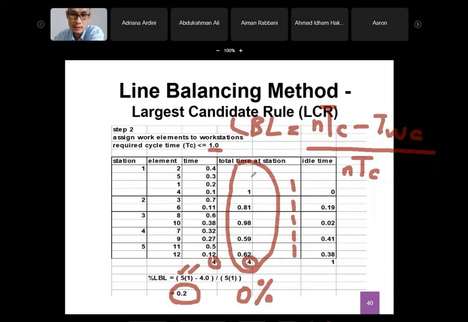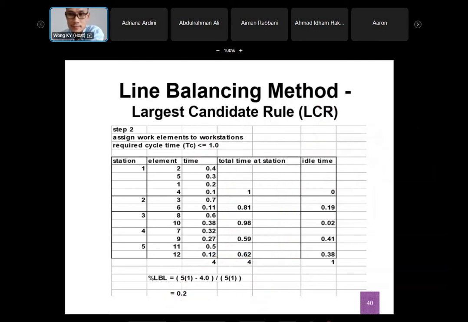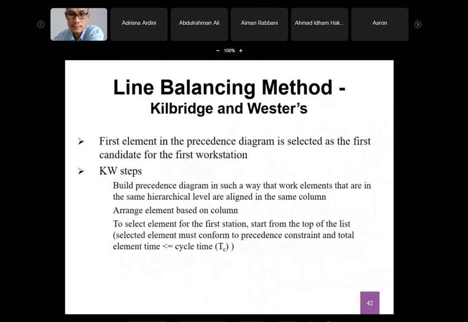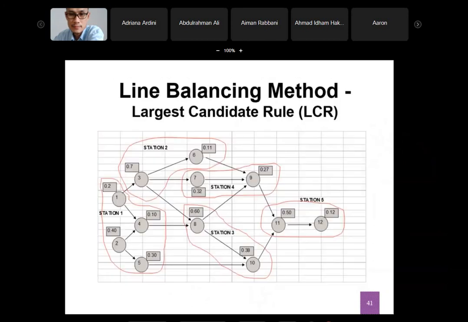Okay, and as I said before, if you use the largest candidate rule, LCR, this is the best assignment that we can get, which will give you a 20% line balancing loss. Alright, so similarly, you can also calculate line balancing efficiency using the second formula. So that one, I leave it to you. Okay, any questions so far, line balancing, using largest candidate rule?